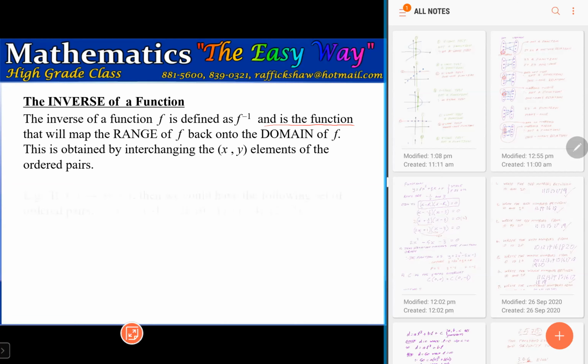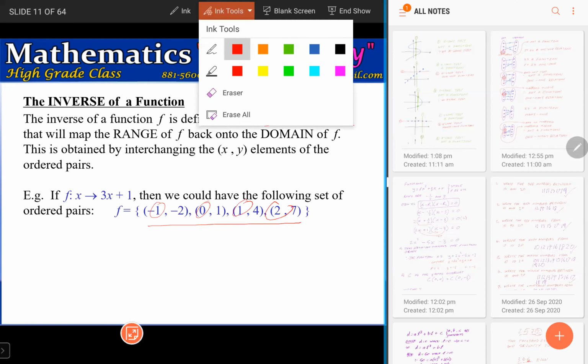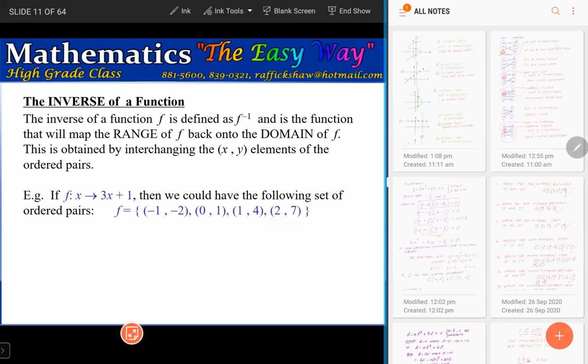So if I have a function f of x equals 3x plus 1, or f is such that x maps to 3x plus 1, then these will be the ordered pairs for that. These could be a set of ordered pairs. We're not choosing all of them, just these 4 ordered pairs, right? And everybody understand how we'll get those values? Let's do a couple examples to make sure everybody is on the same page.